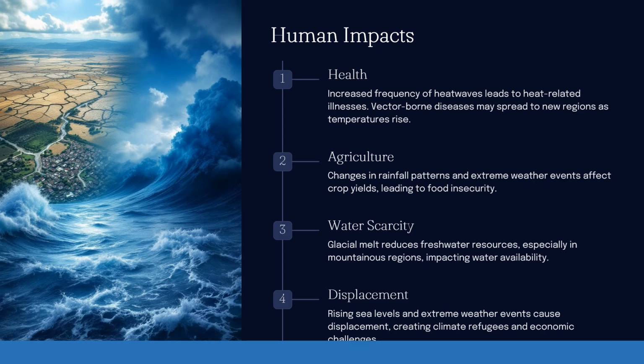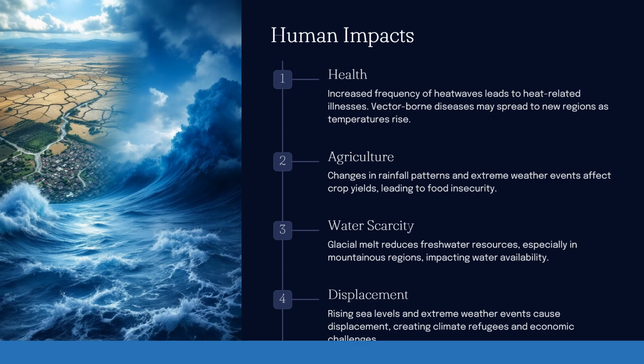Agriculture. Changes in rainfall patterns and more frequent extreme weather events, like droughts and floods, are affecting crop yields. This can lead to food insecurity in many regions, making it harder for people to access enough food.